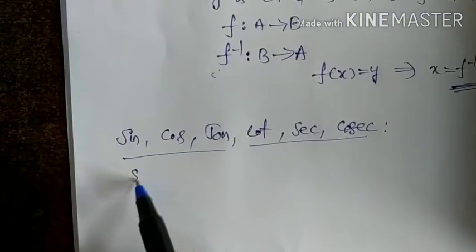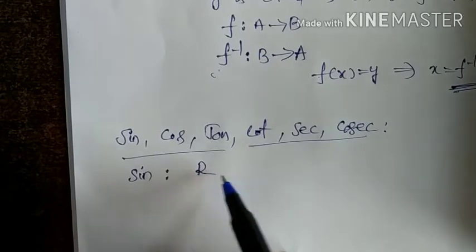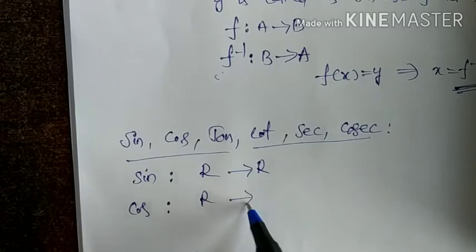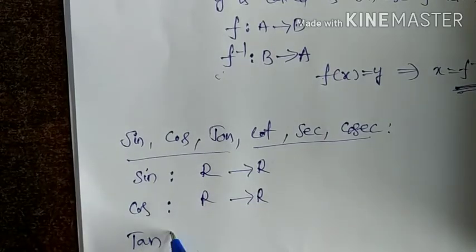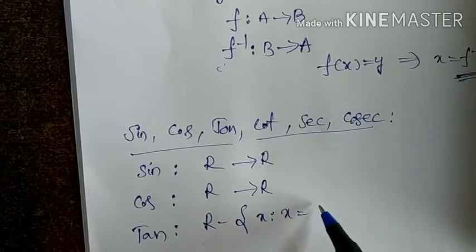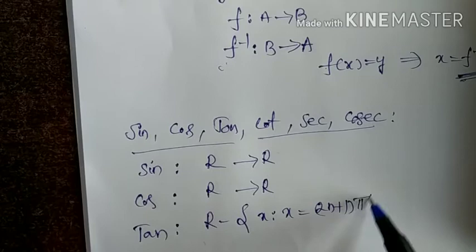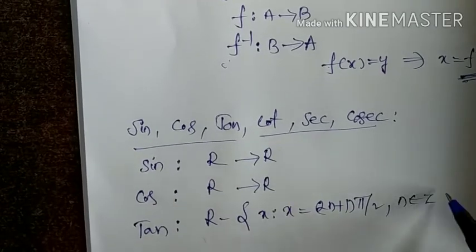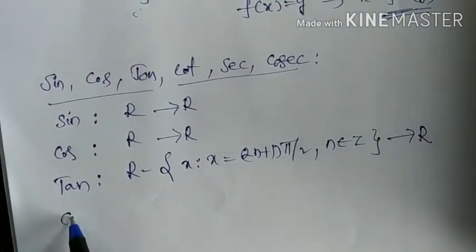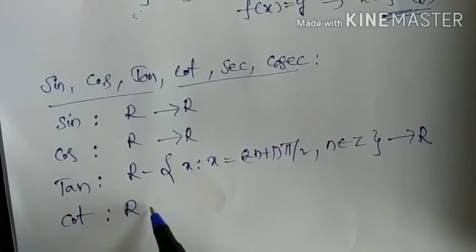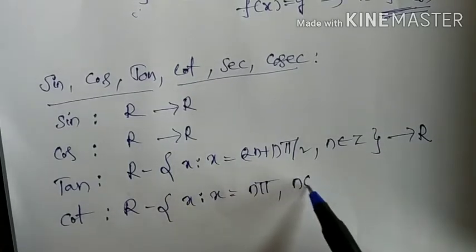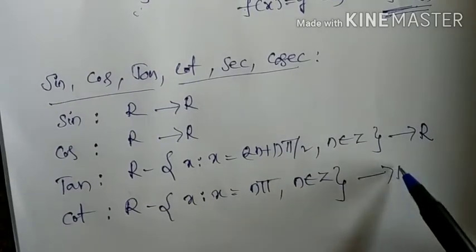So let's see first. A sine function is defined from real numbers to real numbers, and cos function is defined from real numbers to real numbers, and tan function is defined for R minus {x such that x is equal to (2n+1) pi by 2, n belongs to Z} to R. Next, cot function is defined for R minus {x such that x is equal to n pi, n belongs to Z} to R.